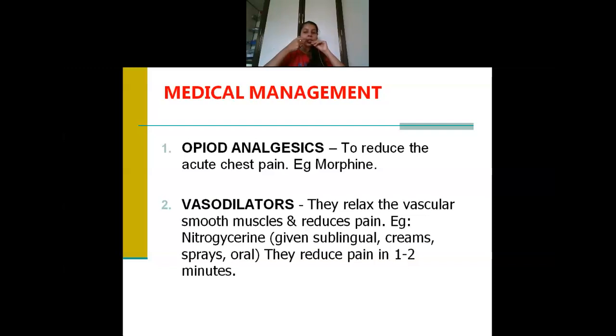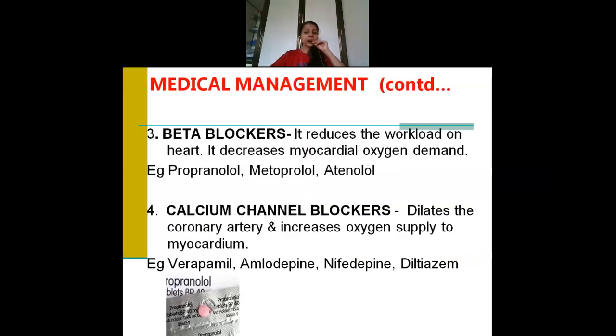Okay, so maximum of usually 3 tablets are given. After taking nitroglycerin, it is seen that the pain will reduce within 1 to 2 minutes. But in certain cases when there is an MI, sometimes even nitroglycerin may not be very effective, like in unstable angina. But most of the time it will immediately reduce the pain. So that is the most preferred drug.